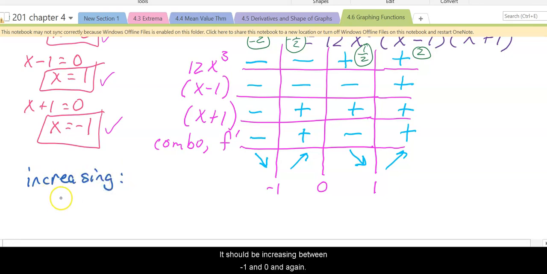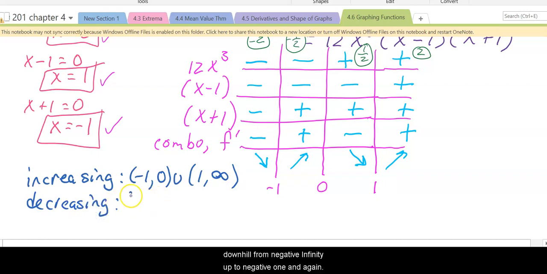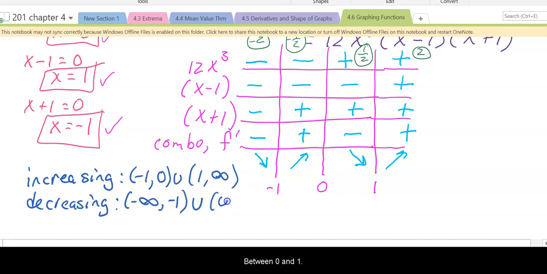This tells me that it will be increasing over the following intervals. It should be increasing between -1 and 0, and again from 1 to infinity. The function should be decreasing or going generally downhill from -infinity up to -1, and again between 0 and 1. Note that this order matches the number line order, where negative infinity is to the far left and positive infinity is to the far right.